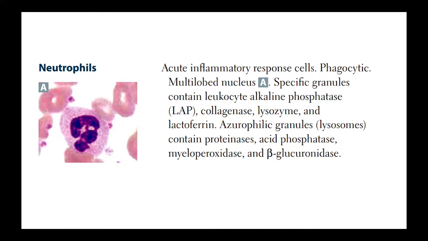And also azurophilic granules, you can see here myeloperoxidase. At least you know myeloperoxidase now, because you know that they can destroy the microbes, and also can stain the sputum with yellow green color, okay? And also other granules are important in the inflammation and in all the processes what neutrophil can exert.